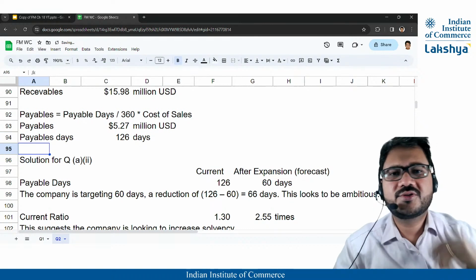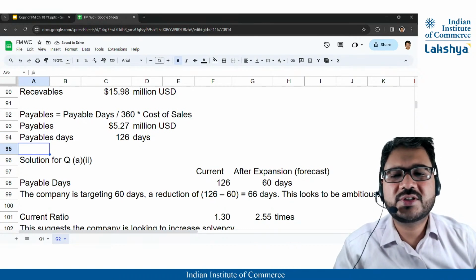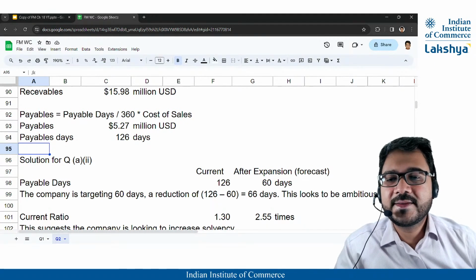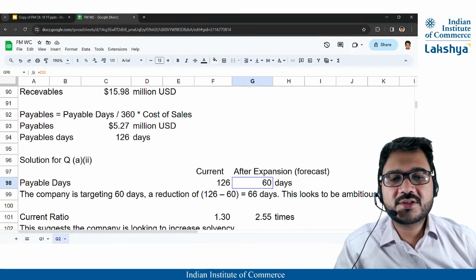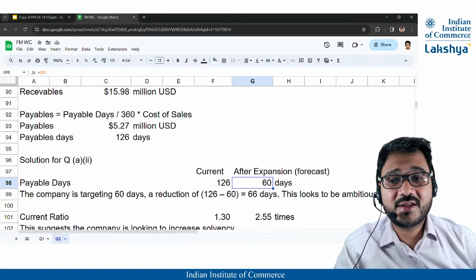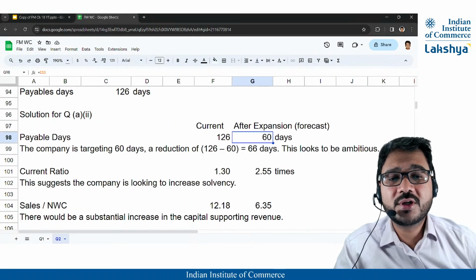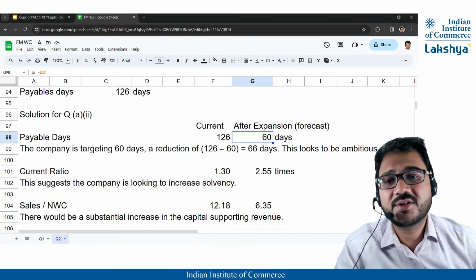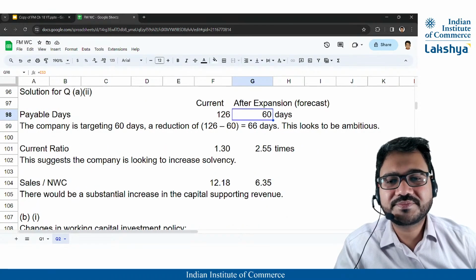Okay, so you see, you can use copy paste functionality. You need not keep typing things every now and then. Right. So 126 drops to 60 days, which is kind of like they are trying to pursue making that half almost. Okay, so the company is targeting 60 days, a reduction of 66 days. This looks very ambitious. So highlighting that to them.